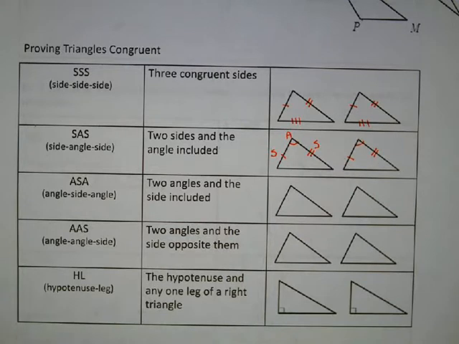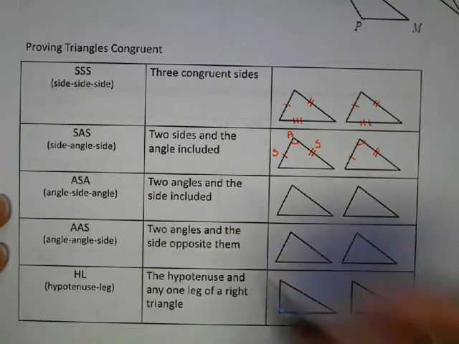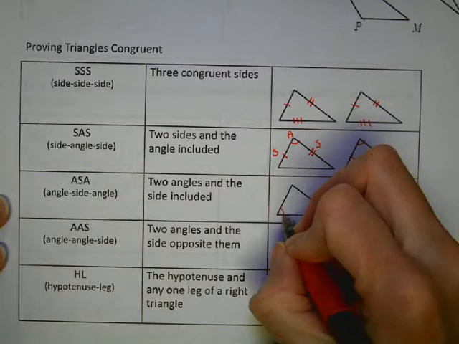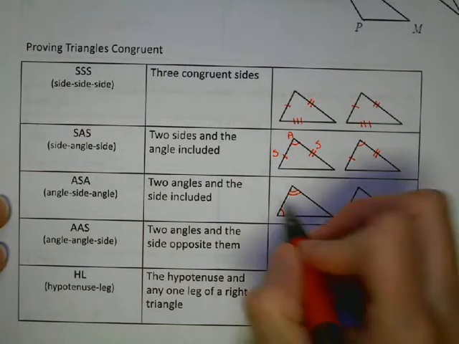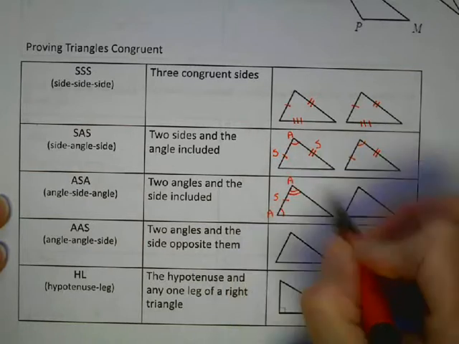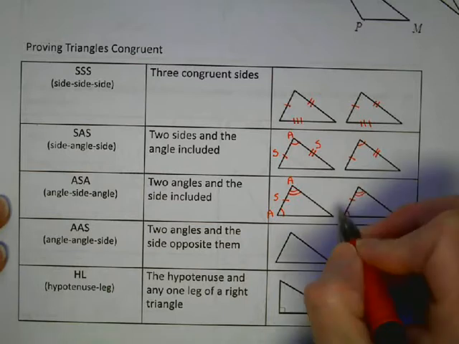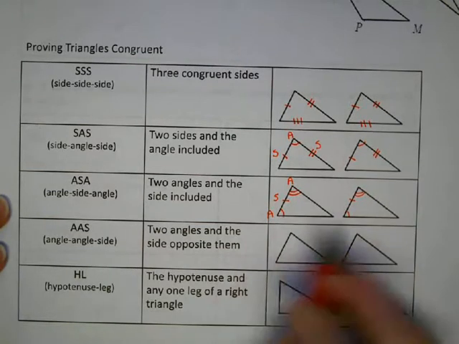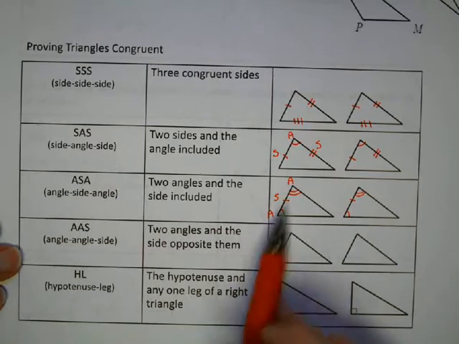Okay, next one's called angle, side, angle. This is when you have 2 angles and the side between them. So there's 2 angles, and it has to be the side between them. So they have to match up with their corresponding parts, and the side is between the 2 angles.